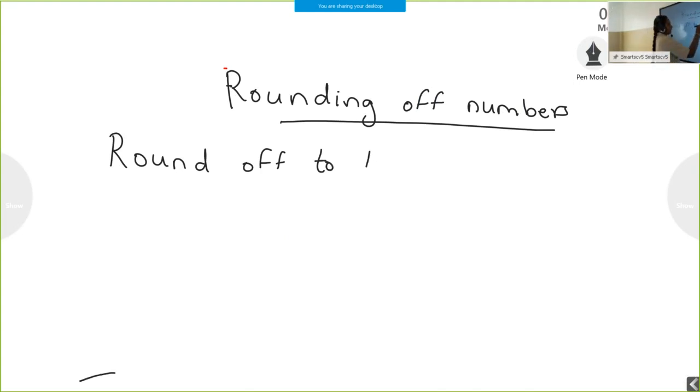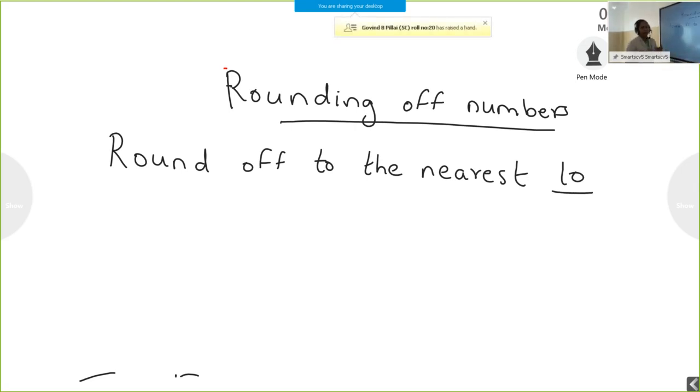Okay, so the first one is round off to the nearest 10. Whenever the question is for rounding numbers, first thing you have to check is whether it is to round off to the nearest 10, or to the nearest 100, or to the nearest 1000. First of all you have to identify to which place you have to round off, not which digit, it is to which place.